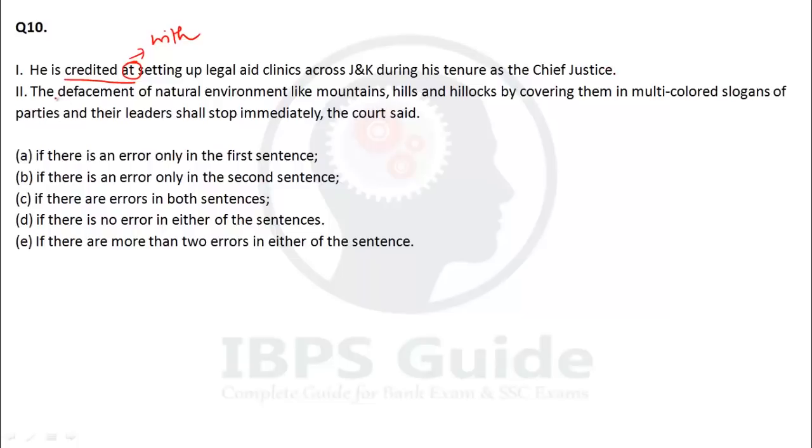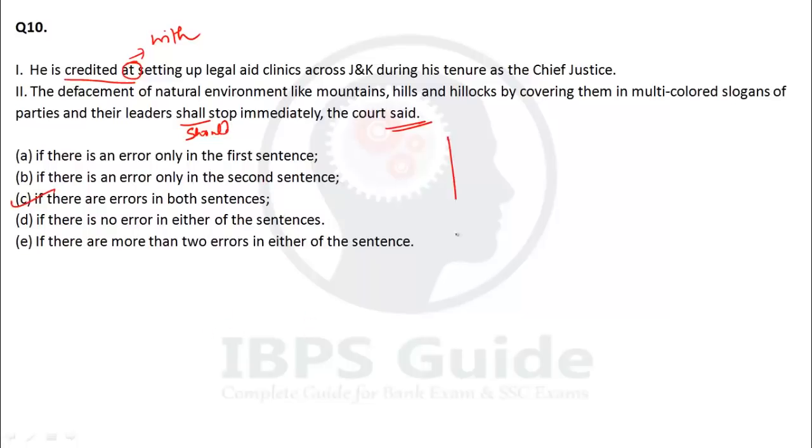Second sentence, the defacement of natural environment like mountain, hills and hillocks by covering them in multicolored slogans of parties and their leaders should stop immediately, the court said. Because this is a past tense, so that's why we take should. It will be not shall. So first sentence is wrong and second sentence is also wrong. So that's why our answer will be C. There are errors in both sentences. दोनों सेंटेंस ही रॉन्ग है. So I hope it is clear to you.